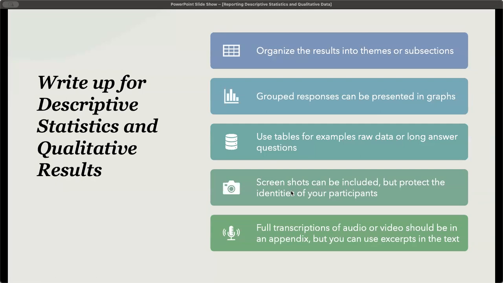When you're going to do the write-up for descriptive statistics and your qualitative results, first, organize the results into themes or subsections. Think about whether it makes more sense for the qualitative results to come before or after the quantitative results. Also think of what your research questions and hypothesis statements are. Should your results section be sectioned out according to each of these? Think about how this needs to be organized first.